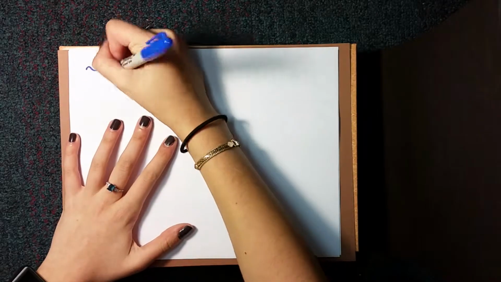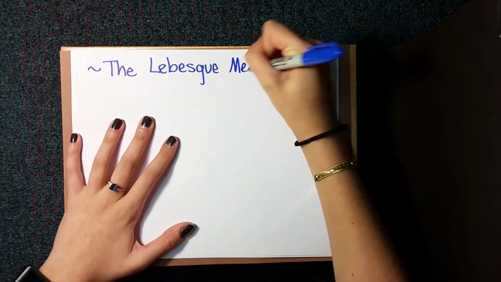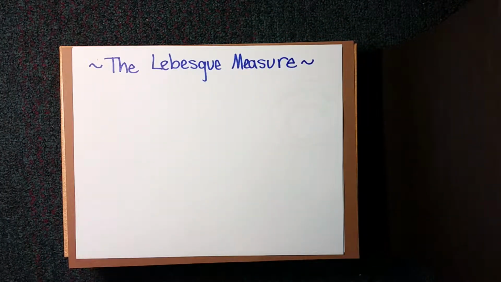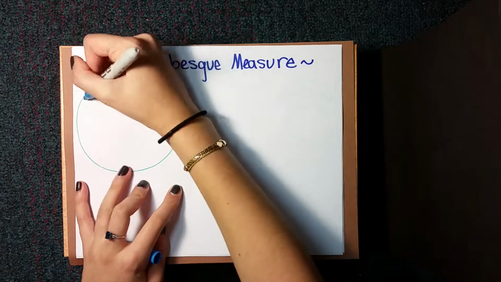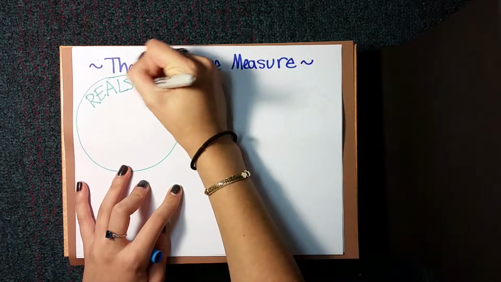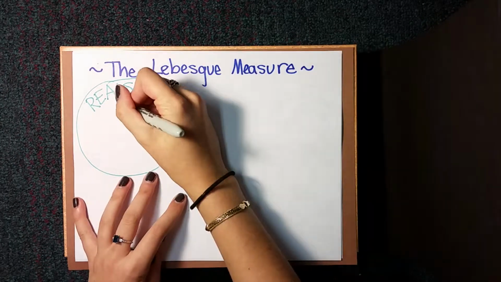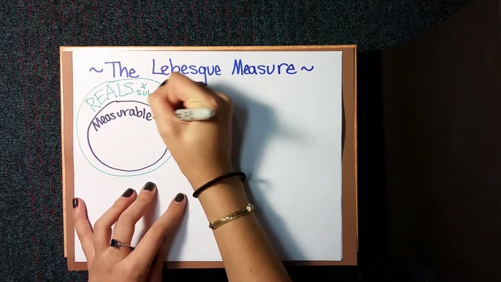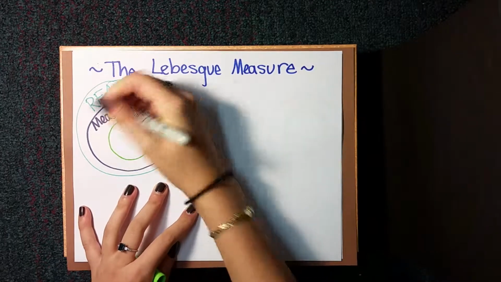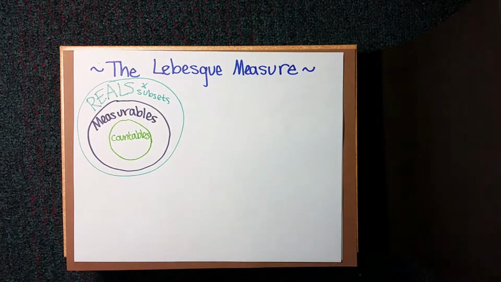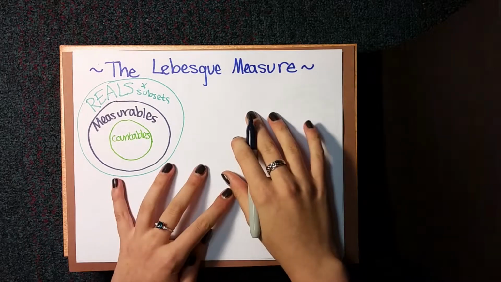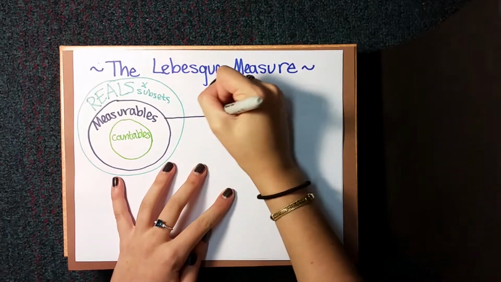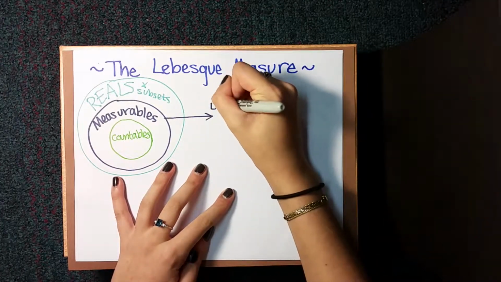This leads me to an even more rigorous definition of measure, the Lebesgue measure. First, we must realize that there are different types of sets that we could try to measure. We have the reals and all their subsets, and then within that big set, we have the measurable sets, and then a subset of the measurable sets, the countable sets. Clearly, though we can't measure everything, we can measure anything measurable. Well, obviously. The Lebesgue measure just helps us to define what falls into the measurable category.